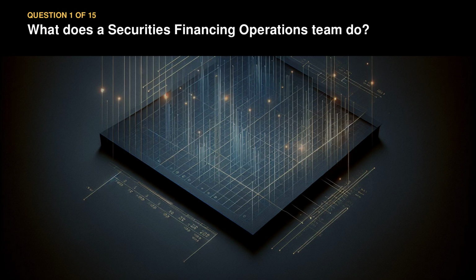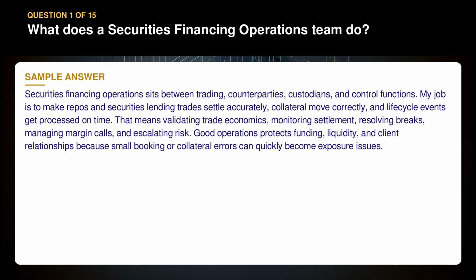Question 1. What does a securities financing operations team do? Securities financing operations sits between trading, counterparties, custodians, and control functions. My job is to make repos and securities lending trades settle accurately, collateral move correctly, and lifecycle events get processed on time. That means validating trade economics, monitoring settlement, resolving breaks, managing margin calls, and escalating risk. Good operations protects funding, liquidity, and client relationships, because small booking or collateral errors can quickly become exposure issues.